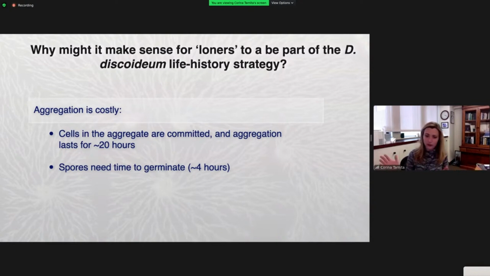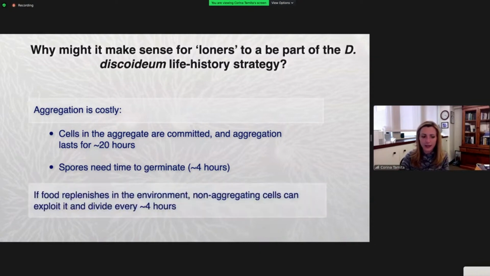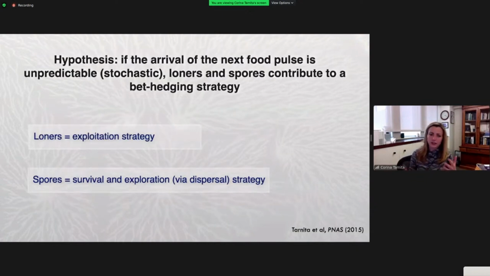You have to continue with the process, carry it through to the end, make the spores, and the spores have to sense the food, and then they have to germinate, which takes about 4 hours, and then they can start eating. Now, if food replenishes in the environment, any cell that is just hanging around there and is not part of this whole process can exploit it and divide every approximately 4 hours. So it is pretty costly to be part of that aggregate, even without the pretty high chance of being one of the stalk cells and dying. And so the hypothesis we were working with was that loners are kind of like an exploitation strategy.